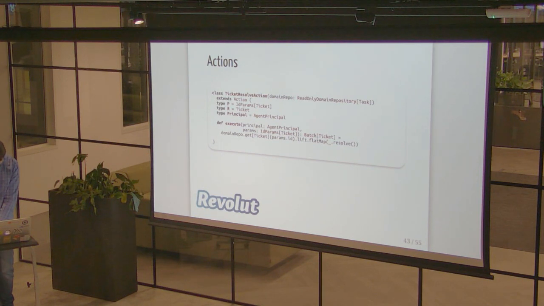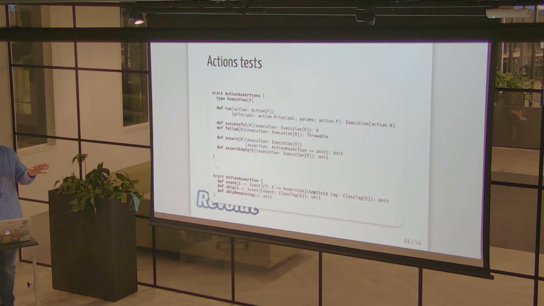So for action testing, we use a very similar approach, but slightly different. We have a run method in order to run the action with all given parameters. Then we can check for either a successful or failed operation and extract the return value of the action, or the error if we expect that execution failed. In the assert method, we can check all operations that happened inside the action. And because we have already tested everything in models about how an event is translated to the model, we can assert only for events inside of the action execution.